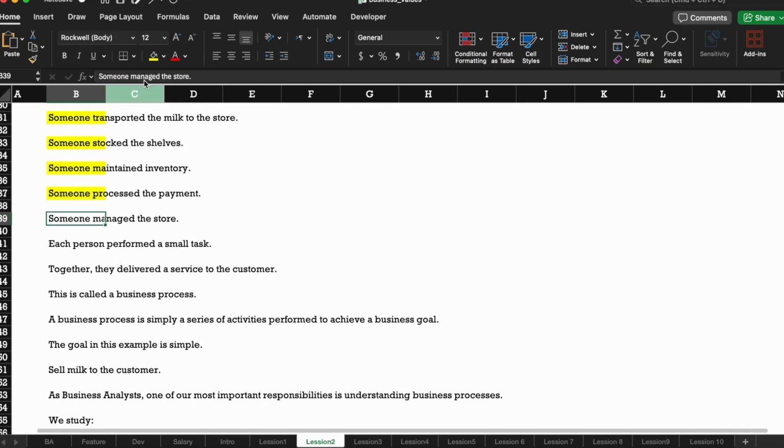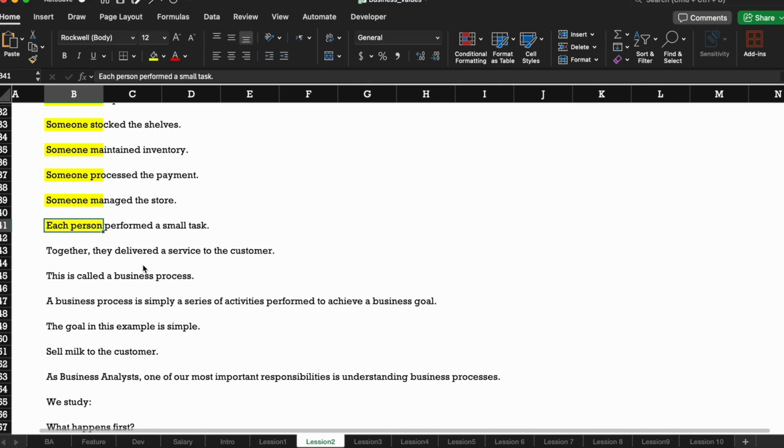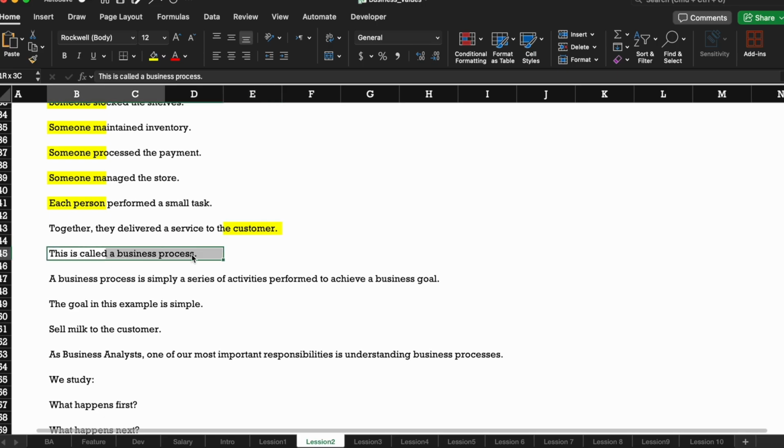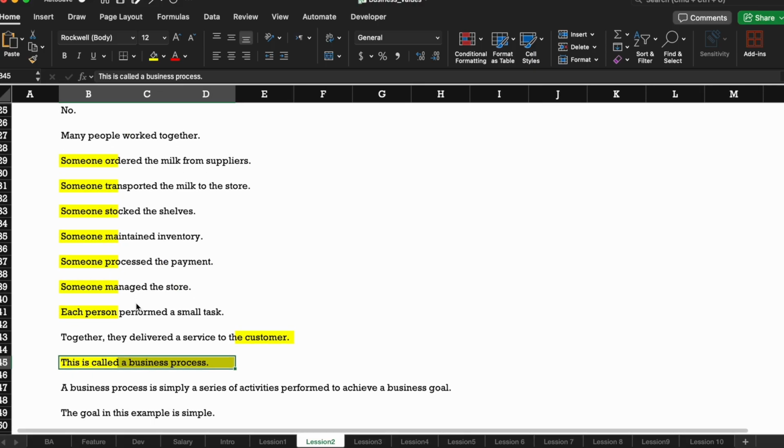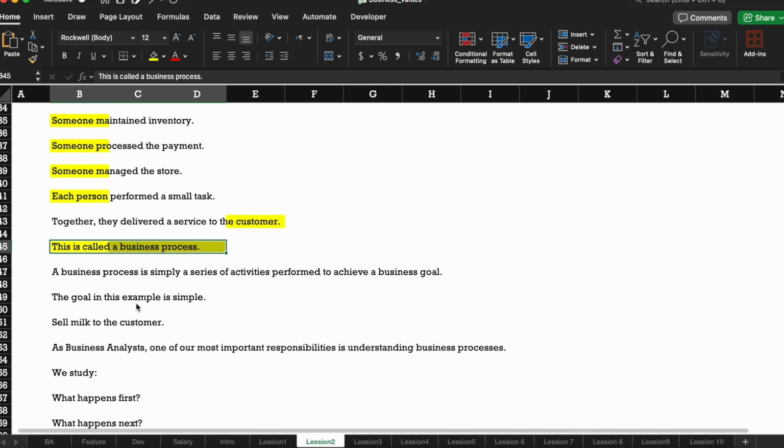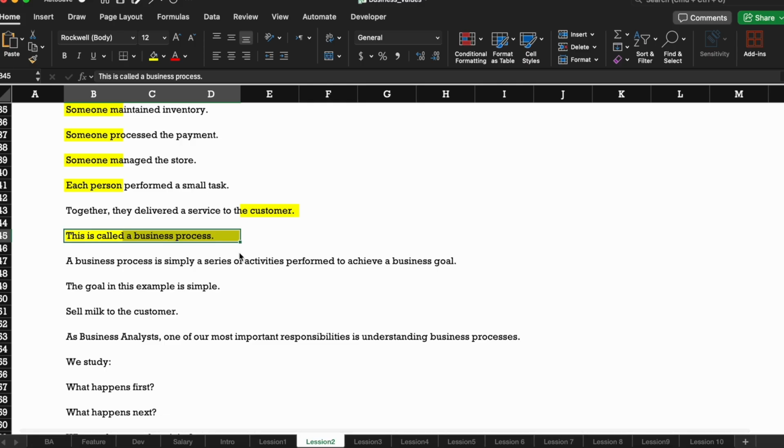So each person performed a small task, right? Together they delivered a service to the customer, our customer Sarah. This is called a business process. All the steps I highlighted are the entire business process. A business process is simply a series of activities performed to achieve a business goal.